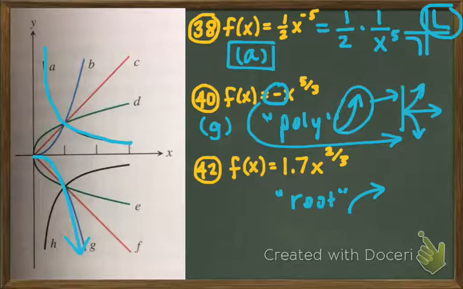And then on 42, we had a positive leading coefficient, so nothing is going to change the fact that the overall shape should look more like a square root graph. So this one has to be D.